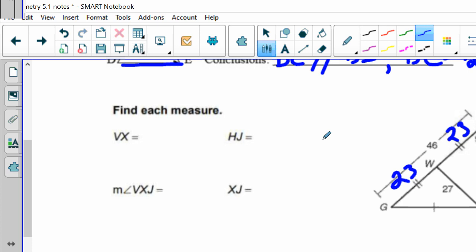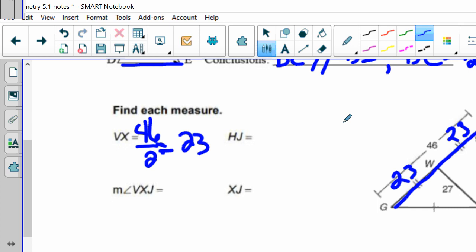We can use our formulas that we had up here. So this segment is going to be equal to half of this segment. So it's going to be 46 cut in half, which we just said was 23. So now we know that this is 23.